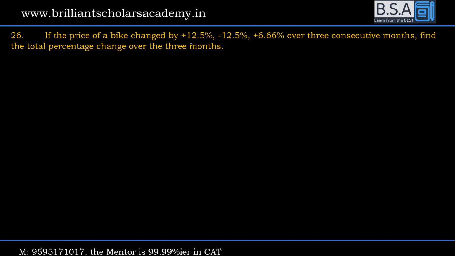First things first. Don't apply the A plus B plus C formula here because these are known fractions. 12.5% is 1 by 8. You are looking for increase, so that becomes 9 by 8. 12.5% is 1 by 8. You're looking for decrease, so that becomes 7 by 8. Now, 6.66% is what ratio? 1 by 15. You're looking for what? Increase. The value becomes 16 by 15. We have talked about these ratios in the last few lectures.